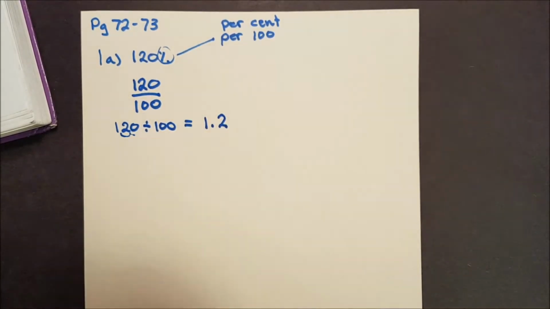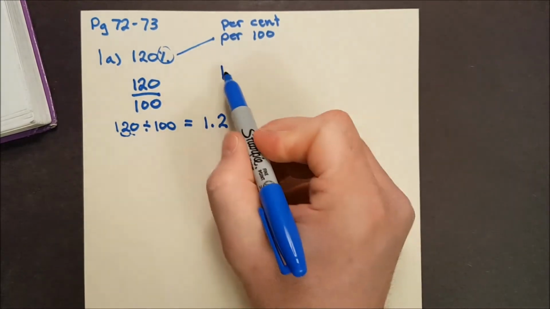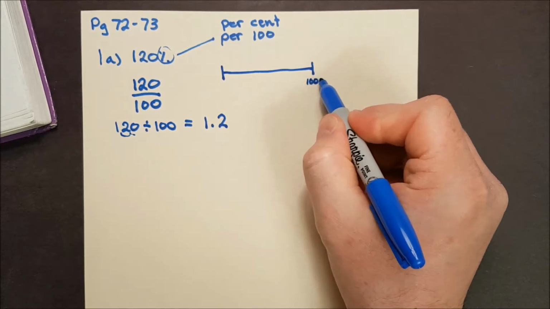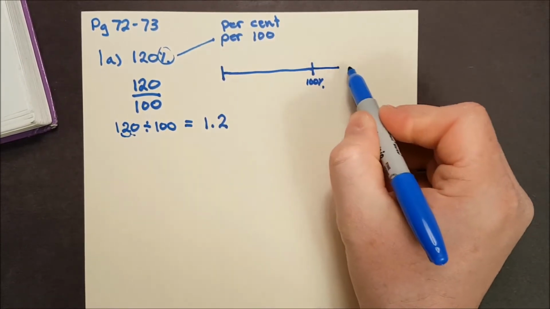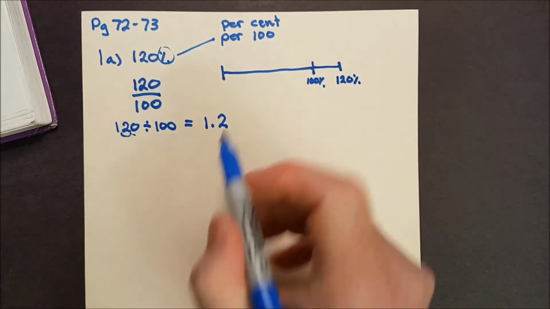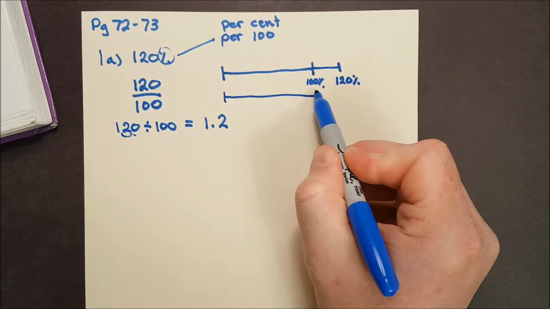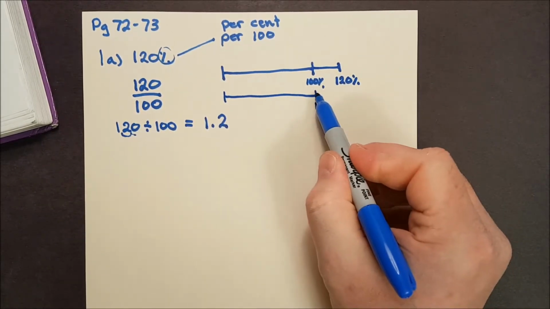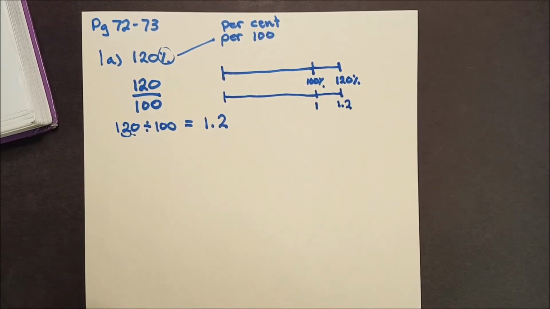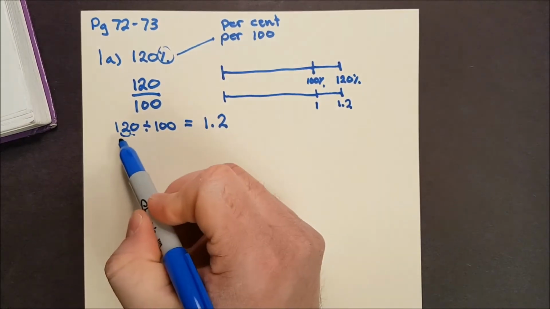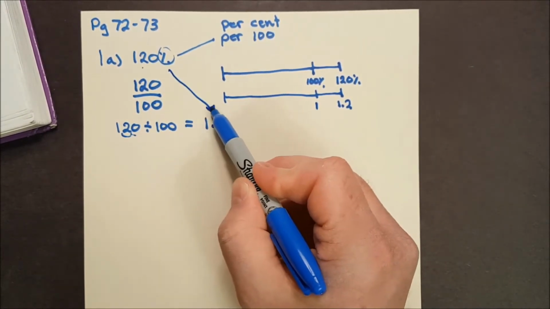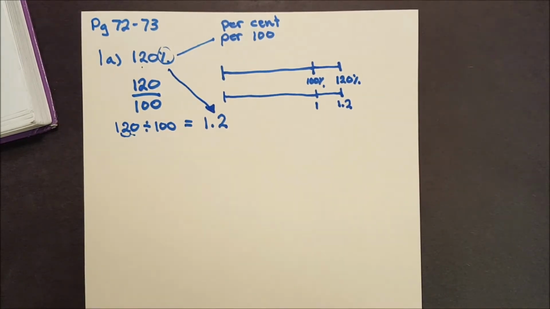It also asked us to draw a diagram. So if I have 100% here, 120% would be a little bit more. Say if I have one whole here, 120% would be 1 whole and a little bit more. So remember, to convert from a percent to a decimal, we divide by 100.